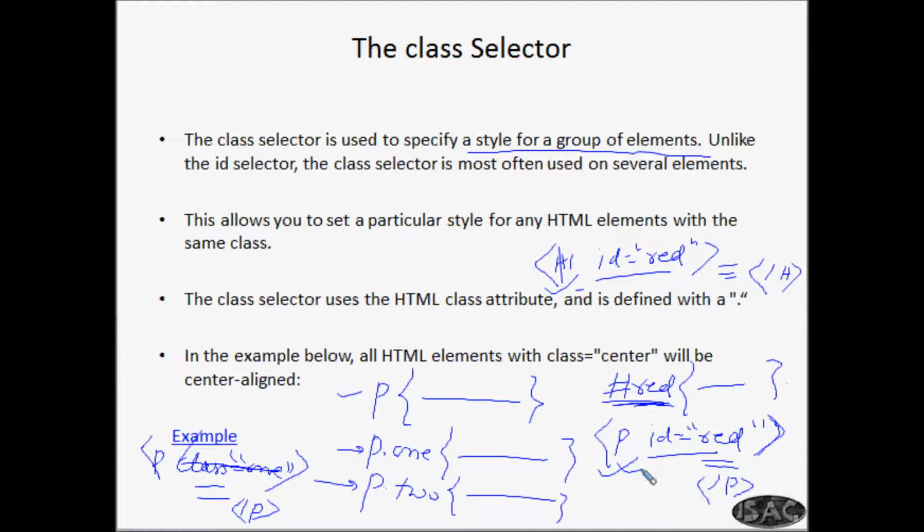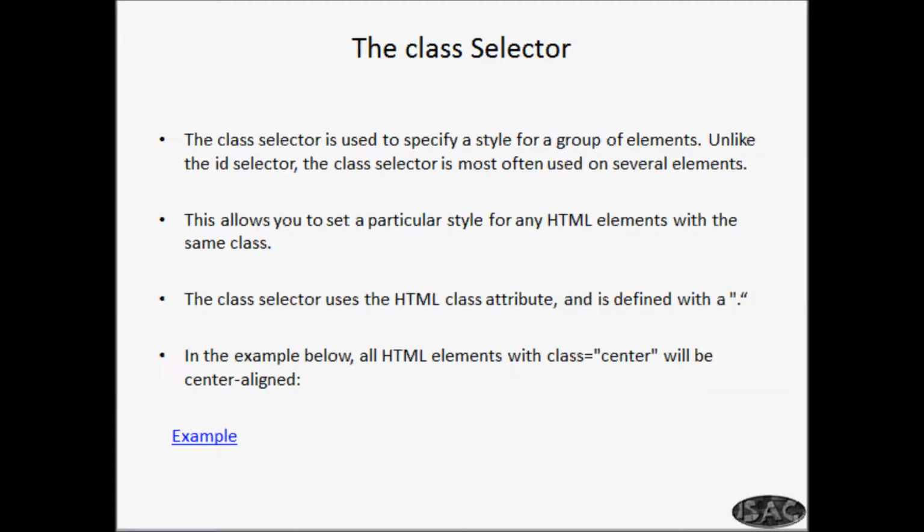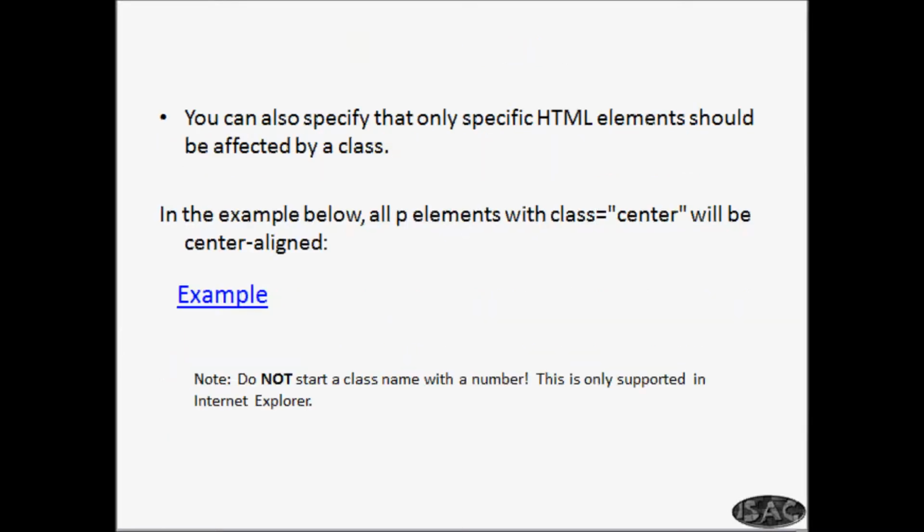So this is what id and class selector is, right? But it is not good to use id here because you are already having an id, so it should not have a duplicate id, right? Id should always be unique. So you can also specify that one specific HTML element should be affected by a class. So you can see this example. I'll just open this example.